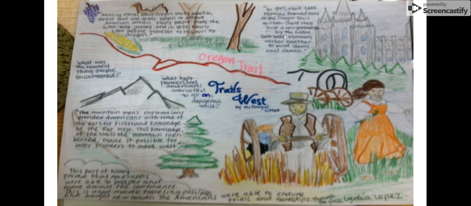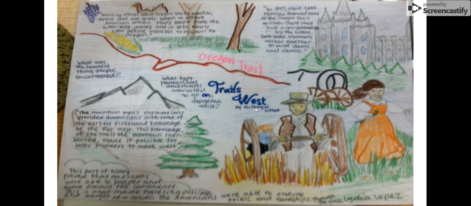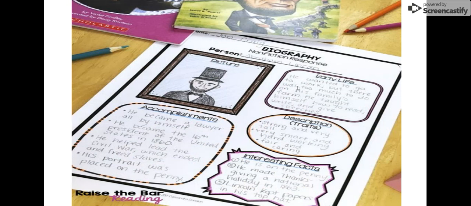This is an example of somebody doing it on a white paper. We don't need to be this detailed with the artwork and everything, but it's a sample. They've got important things about the trails west, the Oregon Trail, and this helps that person study. Here's another example of a biography and their accomplishments. Obviously, it's about Abraham Lincoln. Again, this helps you understand what you read. That's the whole point of it.